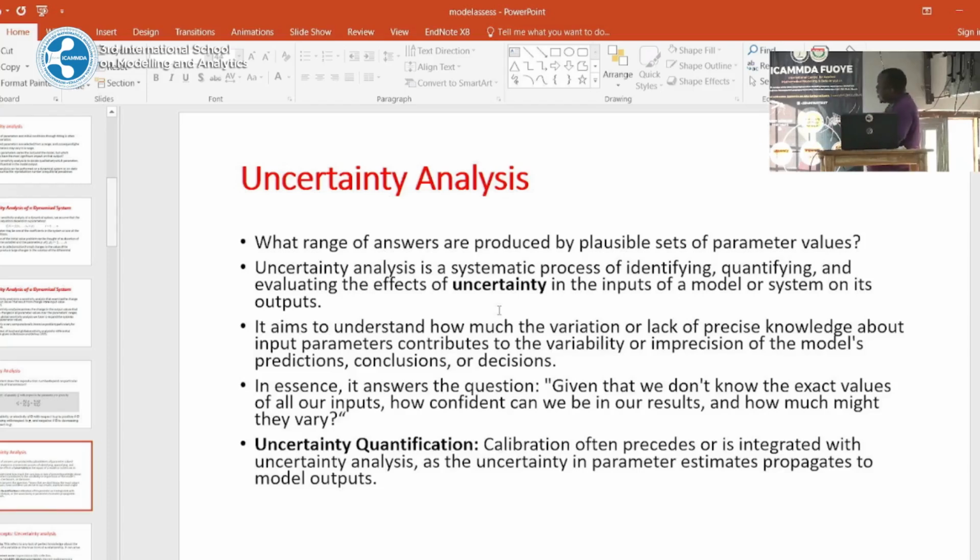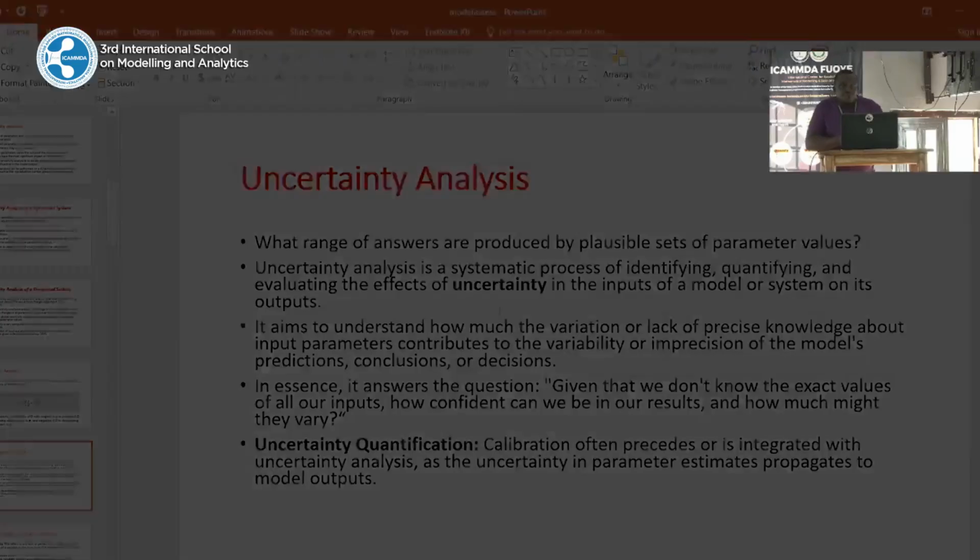Now, uncertainty quantification. Calibration often precedes or is integrated with uncertainty analysis, as the uncertainty in parameter estimates propagates to model outputs. There is a relationship between model calibration and uncertainty analysis, in the sense that you have to calibrate first. What do you mean by calibration? You are adjusting a parameter to fit your model. So in the course of carrying out model calibration, you are doing two things. You are doing parameter estimation, and at the same time you are doing what?